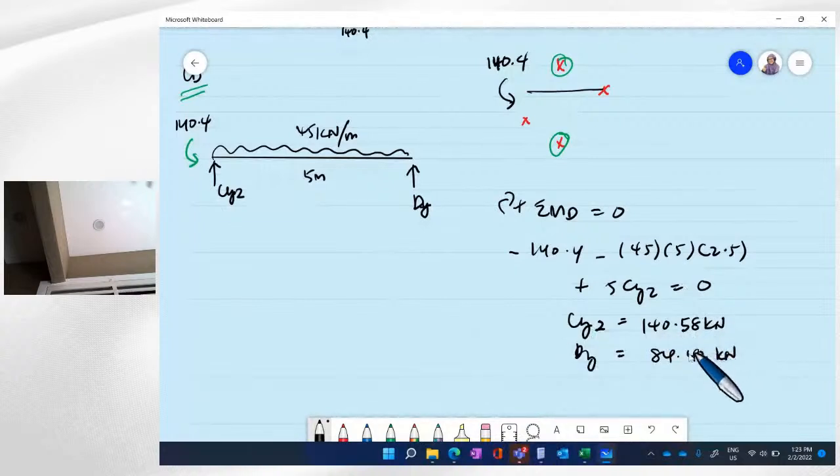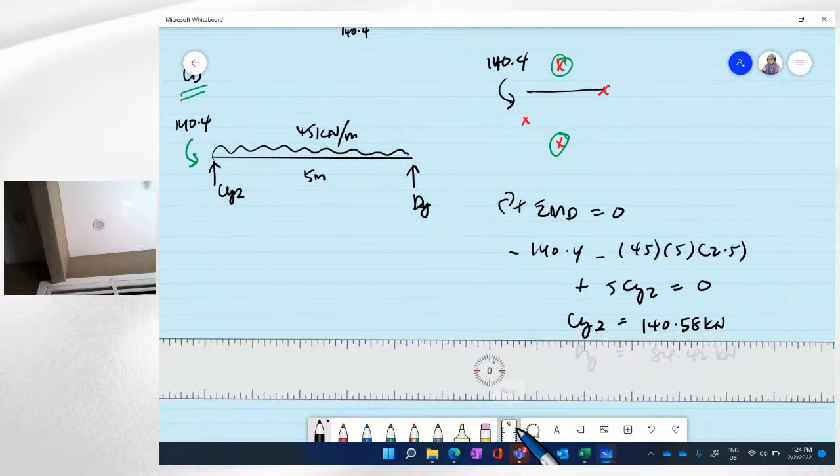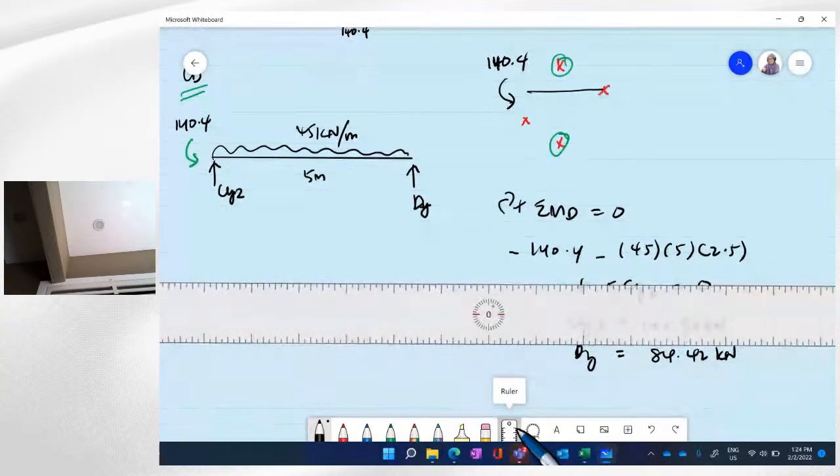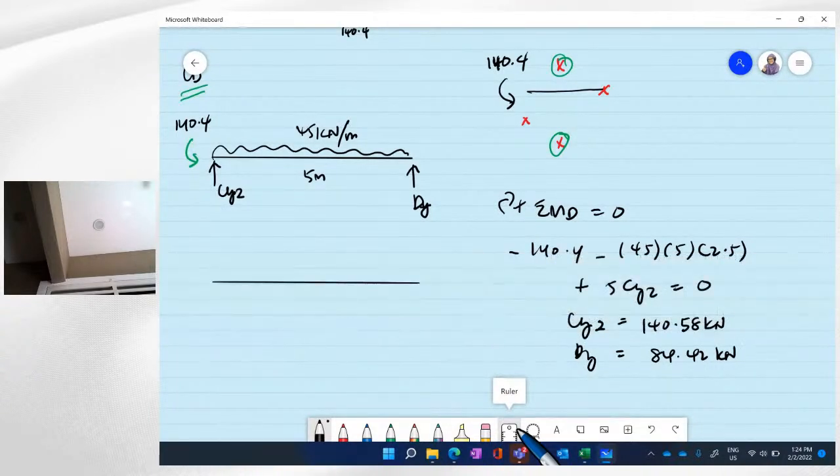Okay, so from this we can draw the shear force diagram, and from this we know that there is an intersection, meaning that there is a maximum moment in the bending moment diagram. So we draw the shear force diagram. It is 0 plus 140, so it is somewhere here. And then we just need to join this.